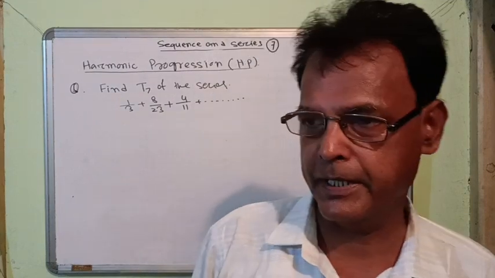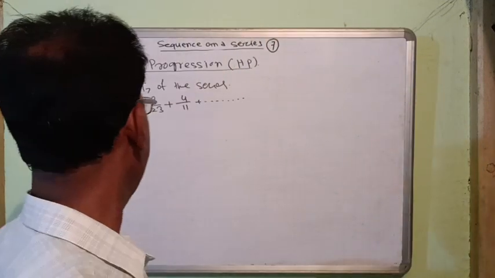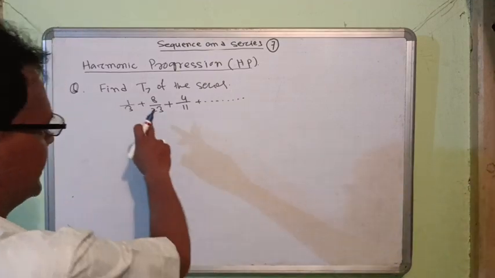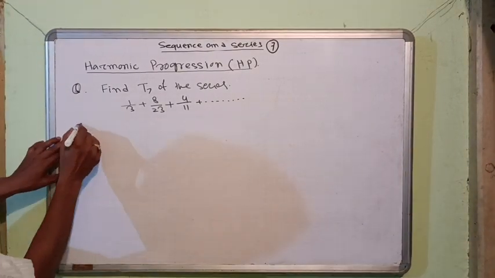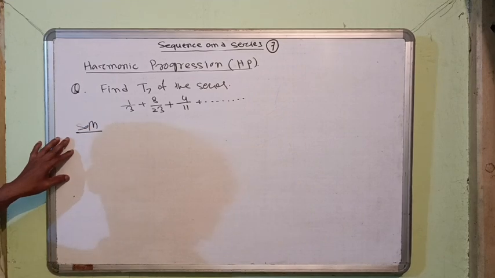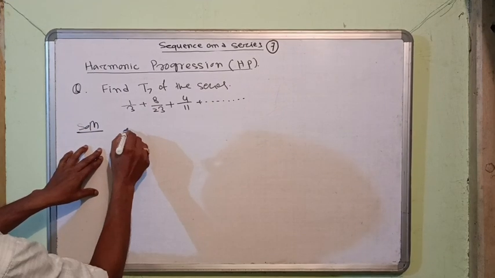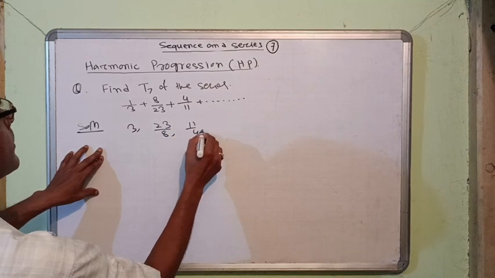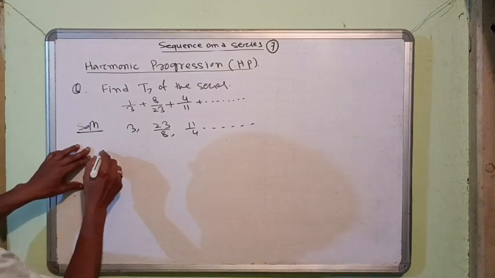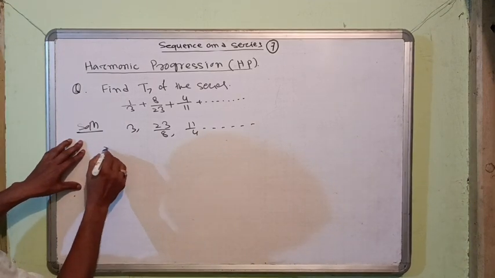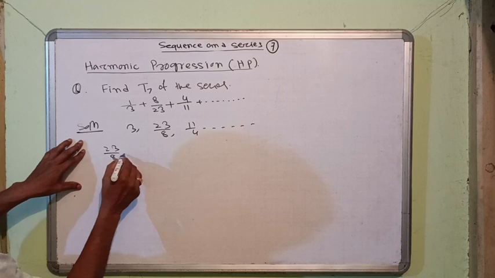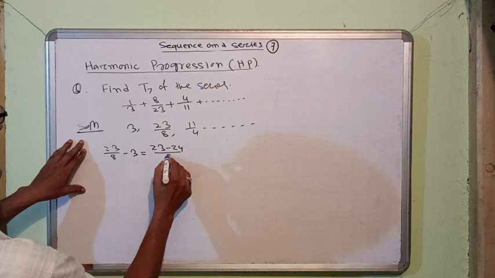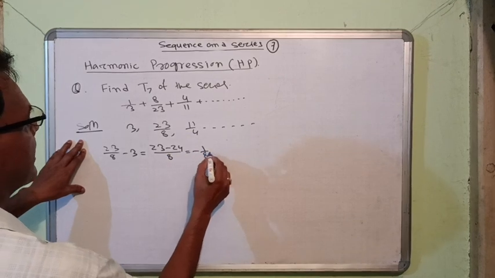This is in HP. Therefore, given find T7 of the series, first we have to check this series. Solution. Let the reciprocal of these numbers are 3, 23 by 8, 11 by 4, dot dot dot. Therefore, 23 by 8 minus 3 is equal to what? 23 minus 24 by 8 is equal to minus 1 by 8.